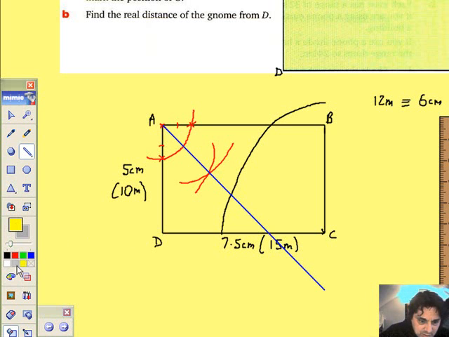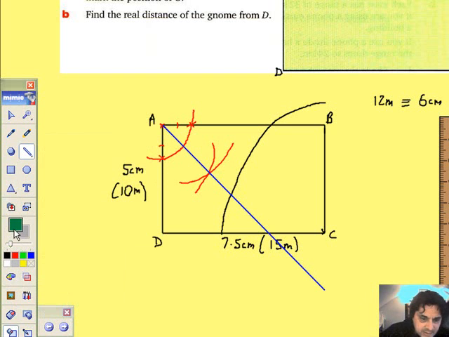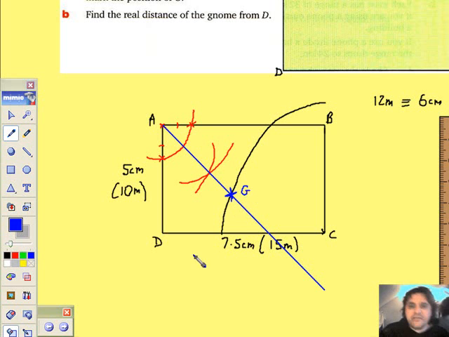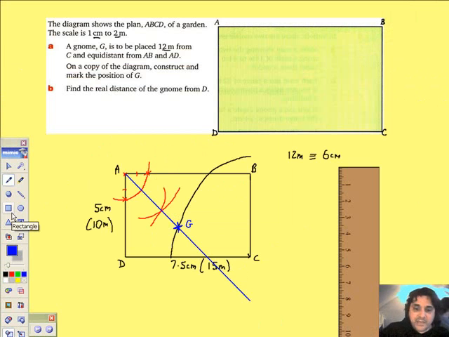Let's go, what colour should we go? Something neutral now. Let's go for a green. Alright, so in order to be a gnome, I've got to be right there, okay? And that is my position G for my gnome. Find the real distance of the gnome from D. In other words, I've now got to somehow measure from there to there. The real distance is, use my ruler and then multiply by 2 and call it metres.